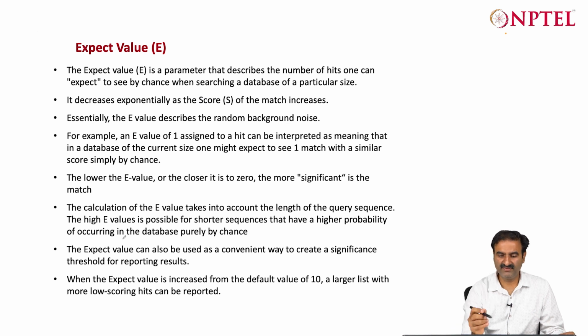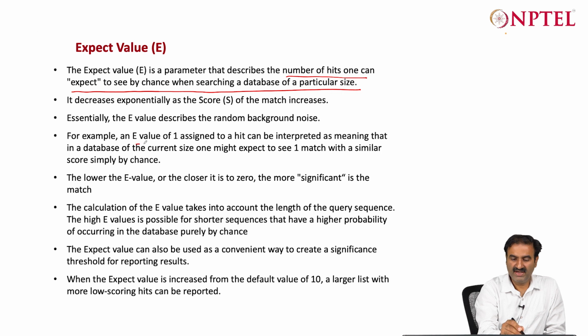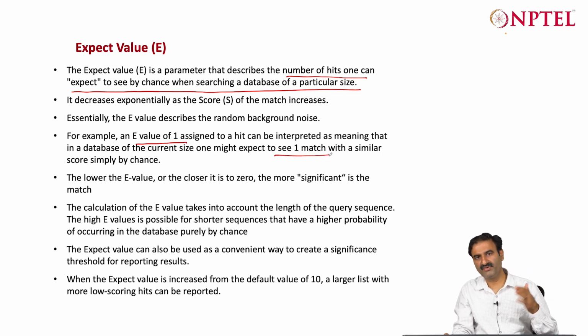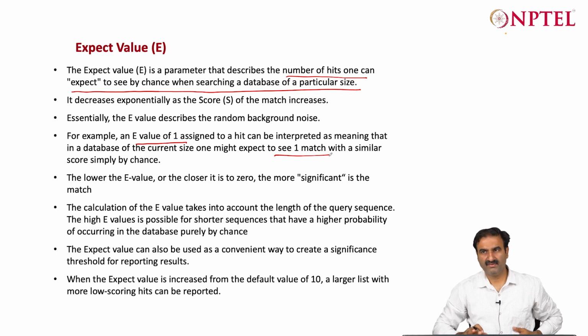Okay. So the expect value definition says it is the number of hits you can expect to see by chance when searching a database of a particular size. For example, if an E value of 1 is assigned, that means out of all the possible hits, like 100 or 200 I have got, one could be there by chance. That is not a true hit, but one you can get simply because of the criteria that you have used. So an E value of 1 is low.